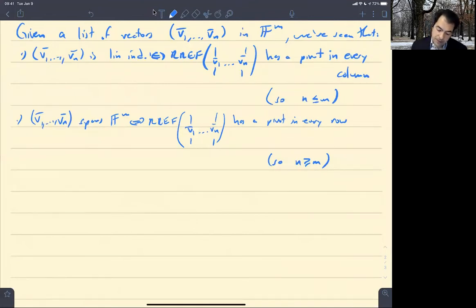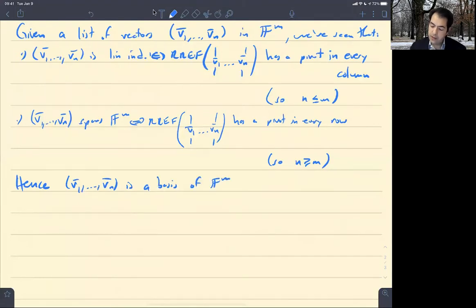Putting these together, we see that a list of vectors is a basis of Fm if and only if the reduced row echelon form of this matrix is the m by m identity matrix.